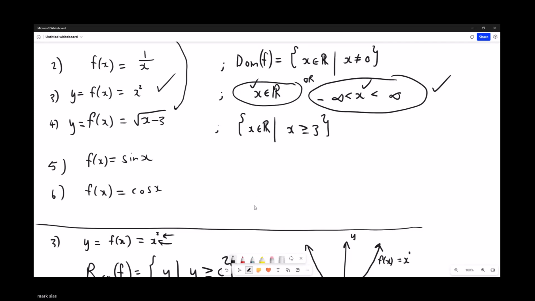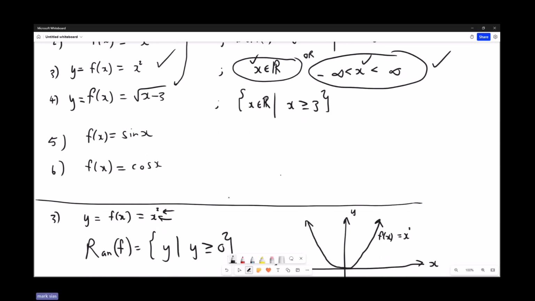Can I try? My name's Lerato. Oh, okay, Lerato, you may. Y is going to be positive numbers. Sorry, greater than or equal to 0. Great. Again, people, y will be greater or equal to 0.